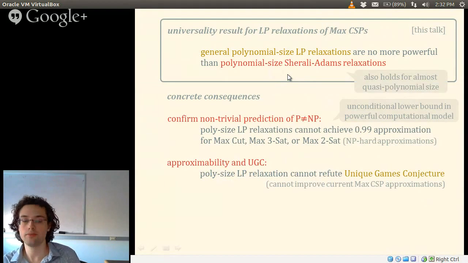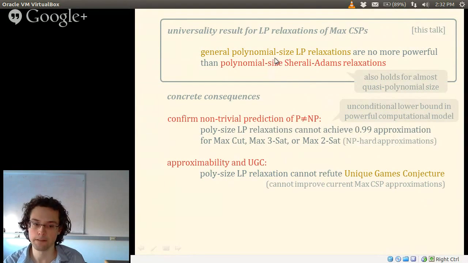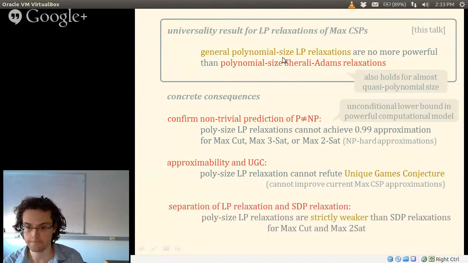This result also implies that polynomial size LP relaxations cannot refute the Unique Games conjecture. For some Max CSPs, the best known algorithms are based on linear programming relaxations, and the Unique Games conjecture predicts that these relaxations achieve the optimal guarantees. For LPs, we know that you need super polynomial size relaxations if you want to beat them. And this result also implies that general LP relaxations require super polynomial size.